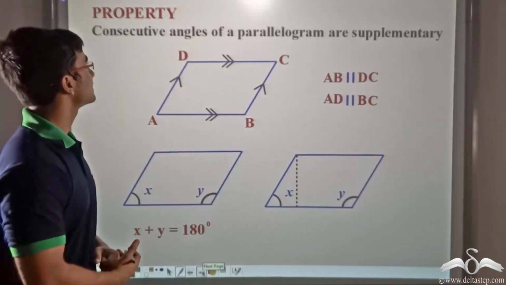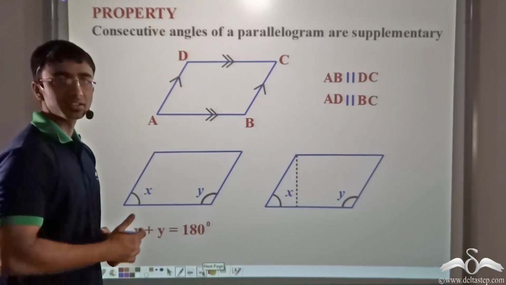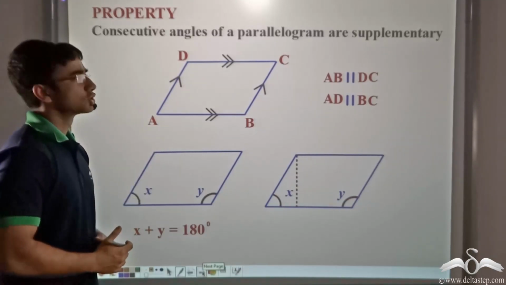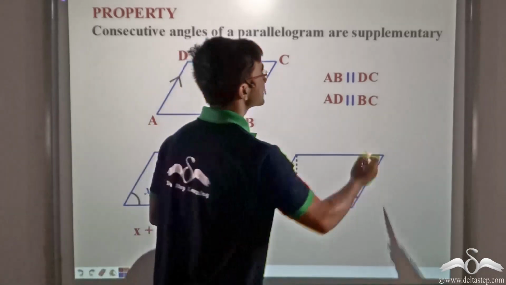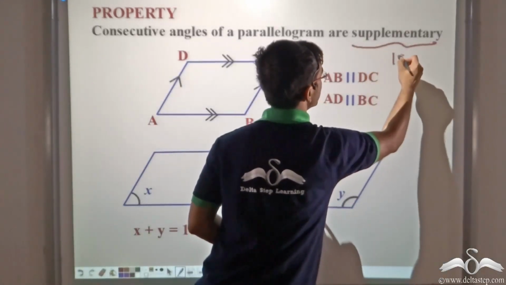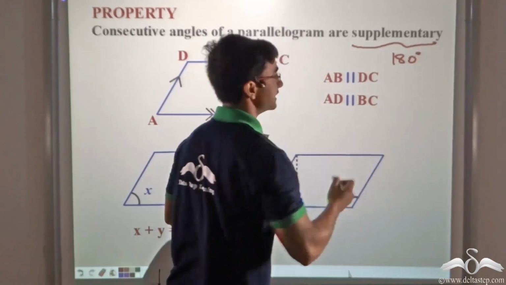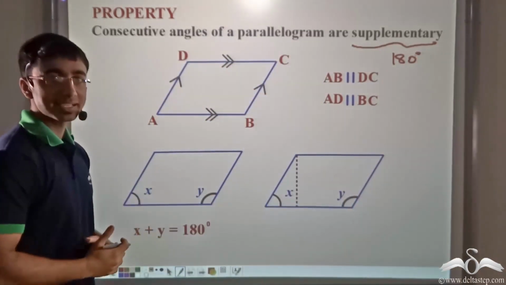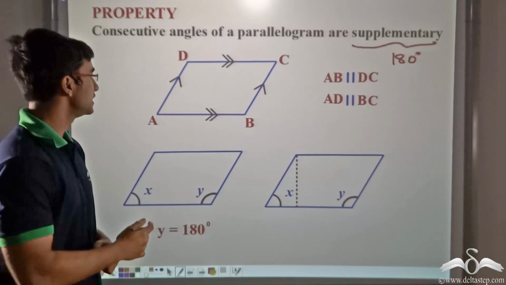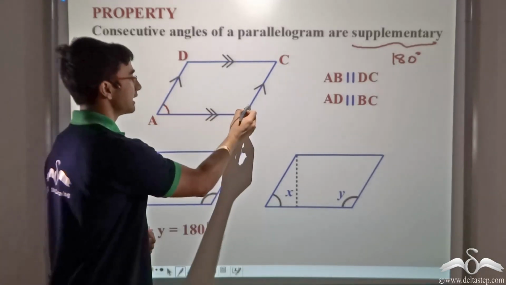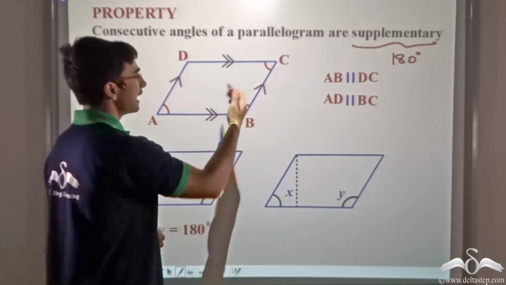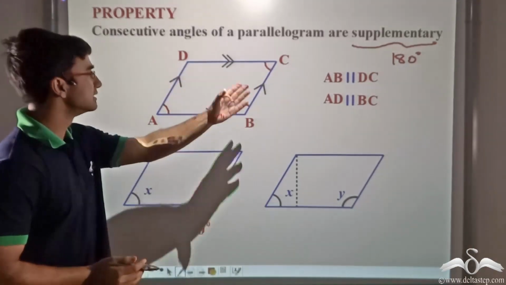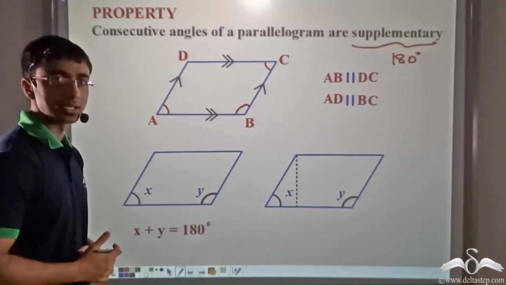So the property is that consecutive angles of a parallelogram are supplementary. So what do I mean when I say supplementary? It means that the sum of the angles is equal to 180 degrees. So in this case, when I say consecutive angles, I mean either angle A and angle B or angle B and angle C, and likewise angle C, angle D, and in a similar manner.